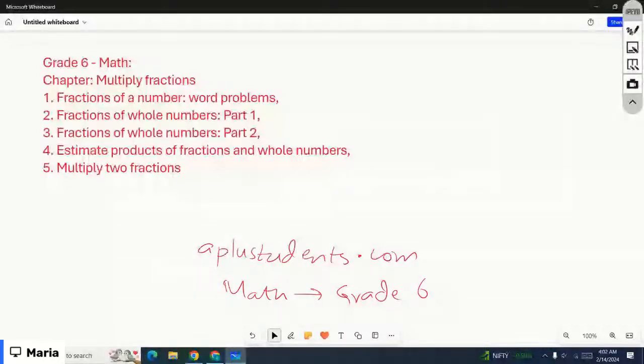We're going to start with the chapter multiply fractions. Let's just start with the first lesson. The lessons we're going to cover from the chapter are fractions of a number word problems, fractions of whole number part 1, fractions of whole number part 2, estimate products of fractions and whole numbers, and multiply two fractions. So please make sure you have your notebook and pencil so that you can note down the important points and definitions as well.